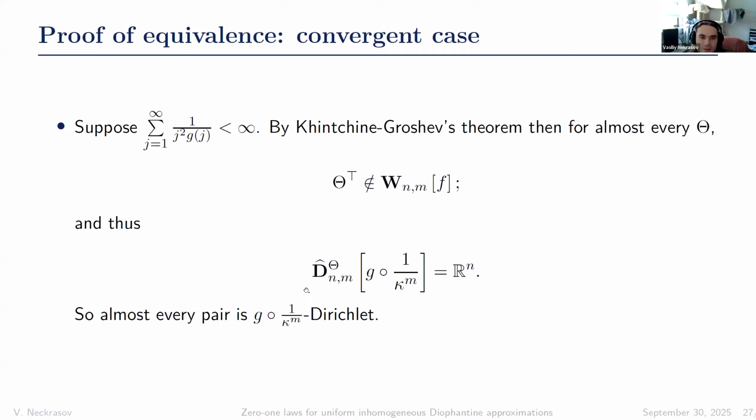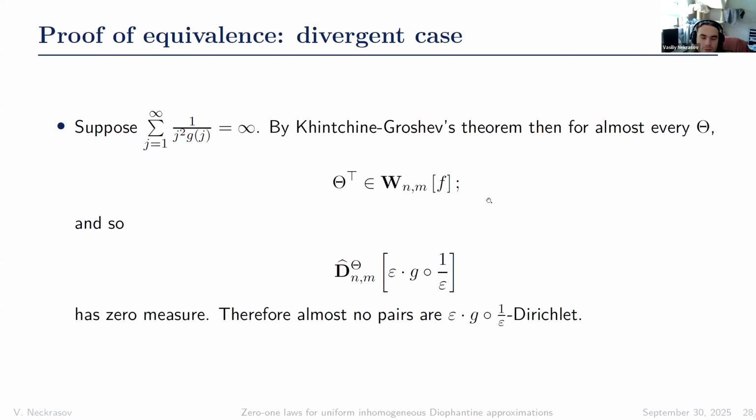So we know that if the series converges, then the sections with a fixed matrix have full measure and even are the whole R^n for almost every theta. Then it remains just to apply the aforementioned Fubini theorem to say that the full measure holds for the whole set of pairs. The other way around, we do the same.